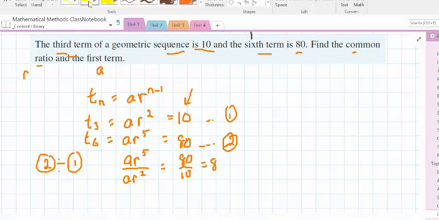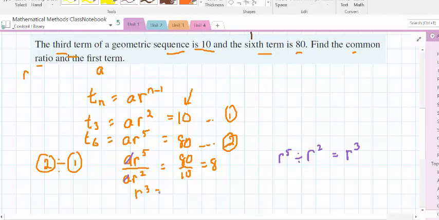Here we can divide top and bottom by a, and we've also got our index laws: r to the 5th divided by r squared is r to the power 3, because we subtract the indices when the bases are the same. So that's r cubed equals 8, r equals 2. So we have a common ratio of 2.